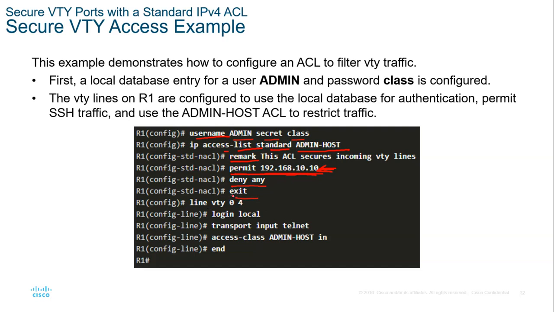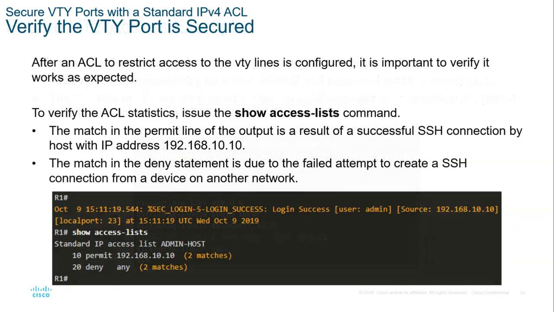Then exit. After that, it's time to attach what we've configured to the virtual terminal. So line VTY 0 4, login local, transport input telnet, and then the access class. It's admin, the name that we used, and then in, and then end. So it will always be this computer or this host, or any host that has this IP address. It's the one that will be allowed virtual terminal access or the remote access.